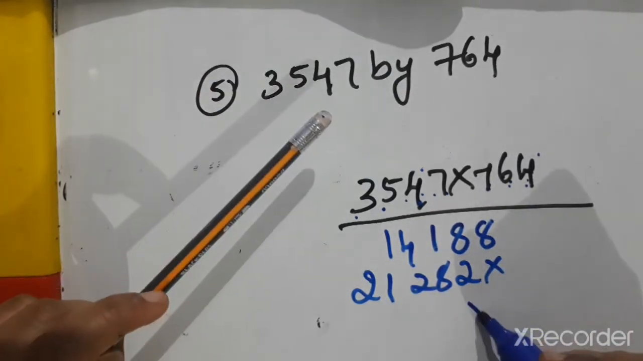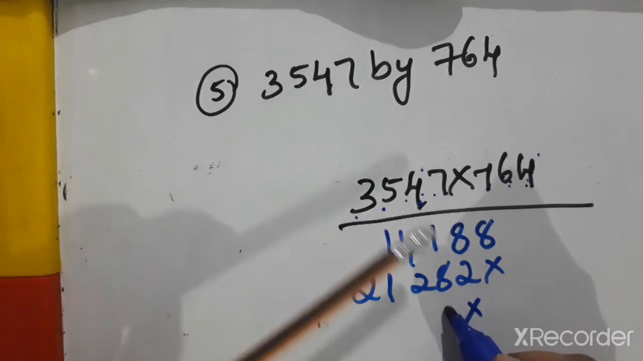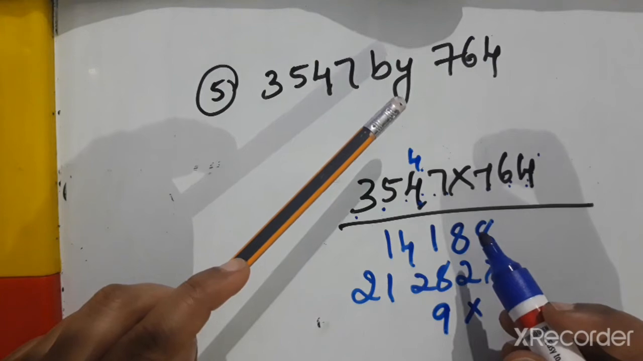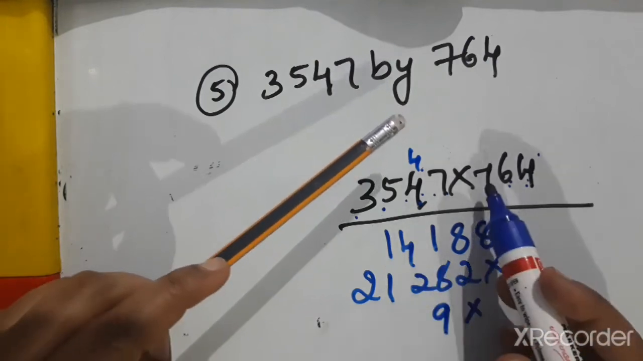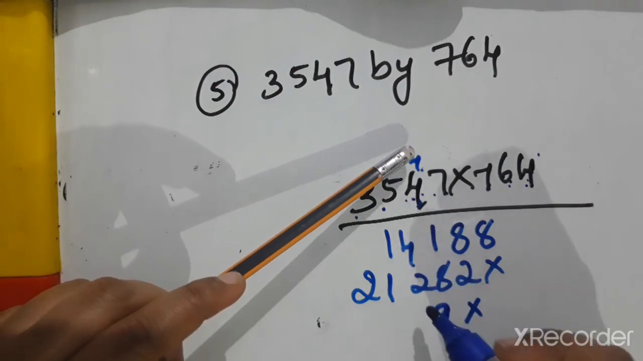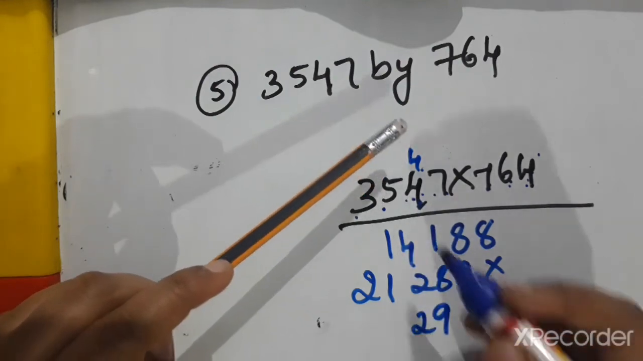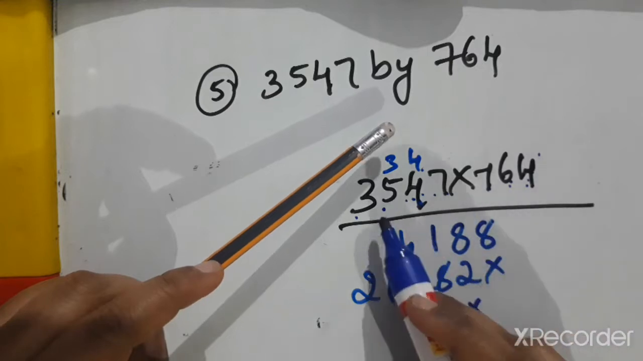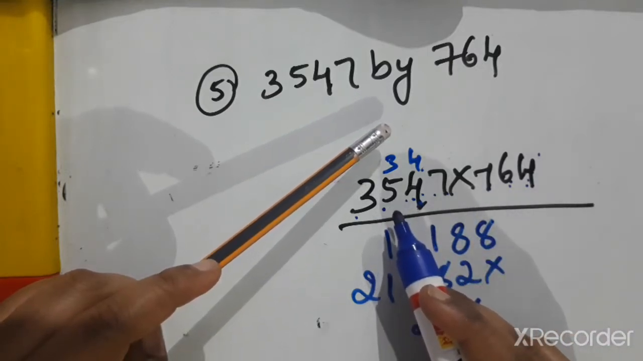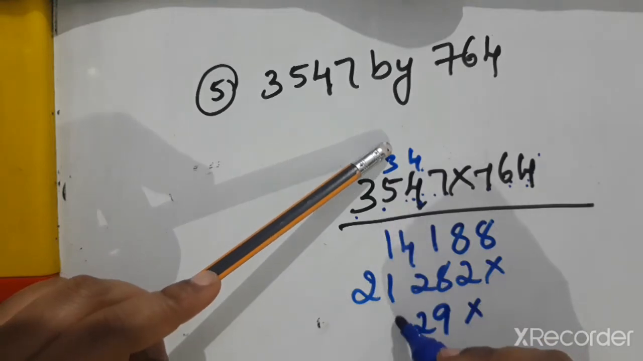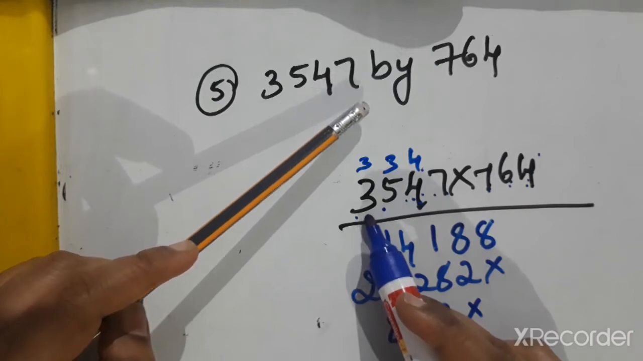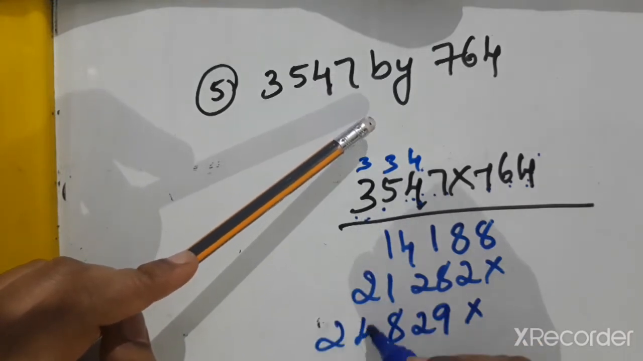7 sevens, leave one space. Okay, then write here 7 sevens are 49, so 9, 4 carry out to the next place. Okay, 7 fours are 28, 28 plus 4 is 32, so 2 here, 3 carry out to the next place. 7 fives are 35, 35 plus 3 is 38, 8 here, 3 carry out to the next place. 7 threes are 21, 21 plus 3 is 24.